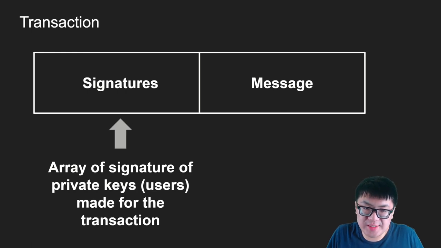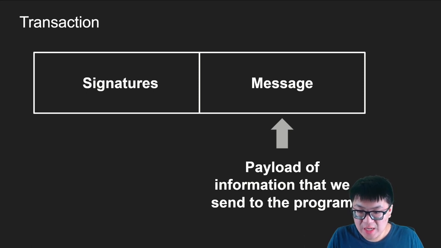The signature is essentially just an array of signatures from the private keys of the users involved in the transaction. So for example, maybe I want to do some liquidity mining. I would send a transaction with my tokens and the signature from my private keys. Now this is just for high level understanding. We don't actually need to do anything in the code regarding the signatures. What's more interesting is the message, which is actually the payload of information that we send to our smart contract.